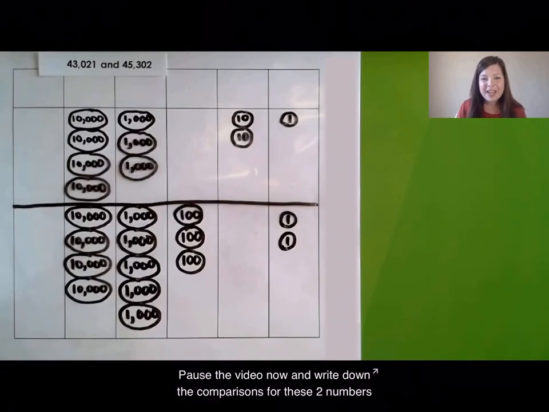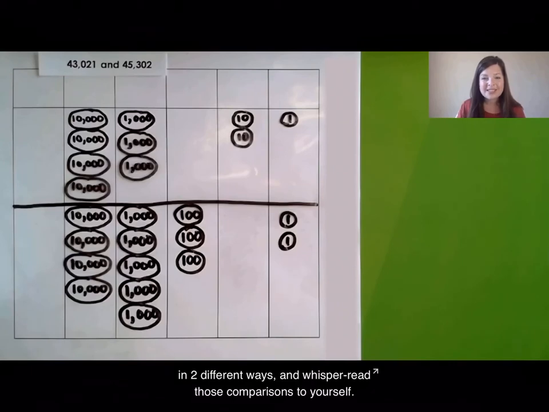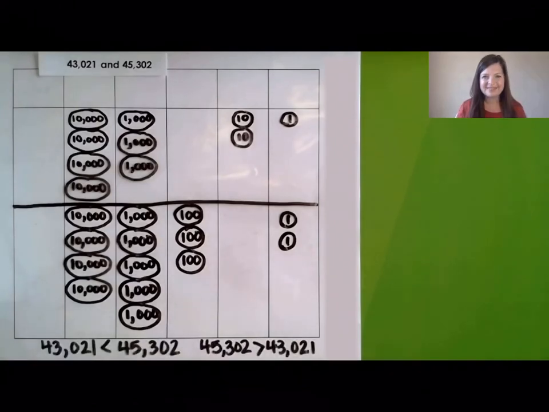Pause the video now and write down the comparisons for these two numbers in 2 different ways, and whisper read those comparisons to yourself. Hopefully you wrote 43,021 is less than 45,302, and 45,302 is greater than 43,021.